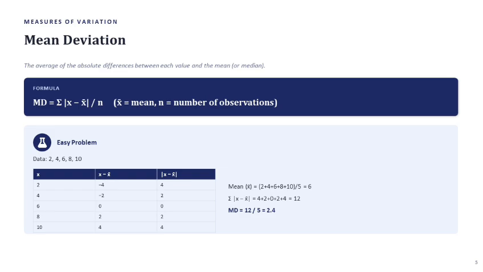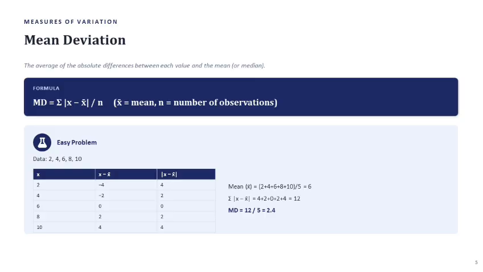Now the mean deviation. It is the average of the absolute differences between each value and the mean. The formula is summation of modulus of x minus x bar divided by n, where x bar is the mean and n is the number of observations. Now an easy problem. The numbers are given as 2, 4, 6, 8, 10.